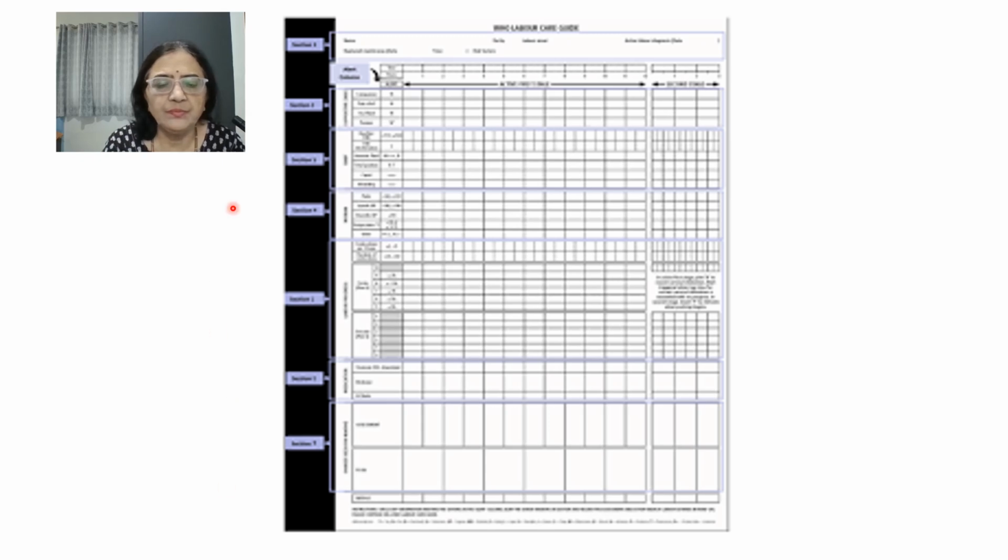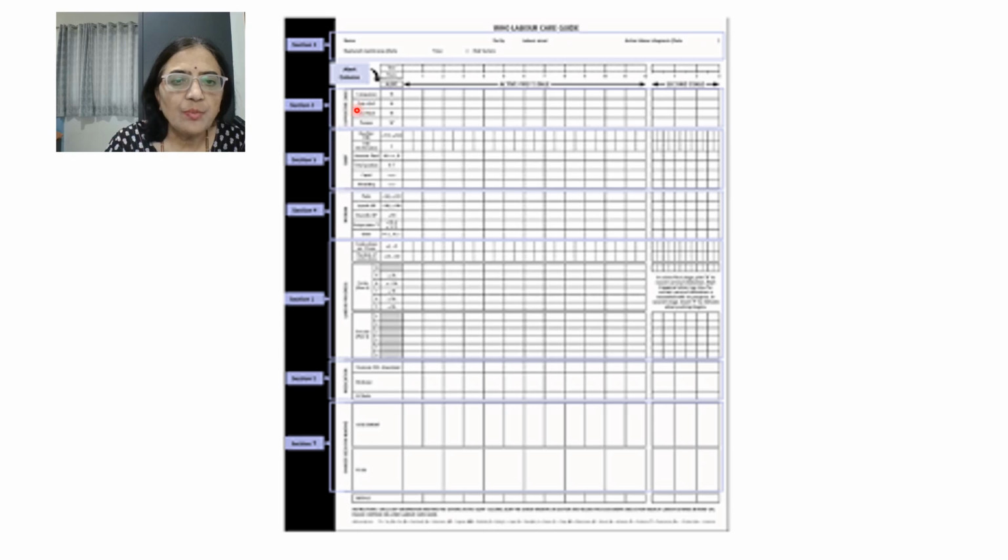This is the labor care guide single sheet. These are the 7 sections. Section 1 is where we enter all the baseline information such as the patient's name, spontaneous or induced labor, duration of active labor, duration of rupture of membranes, and most important, risk factors. Section 2 is related to support, and as you can see, the second column gives us the alerts vertically for each parameter.